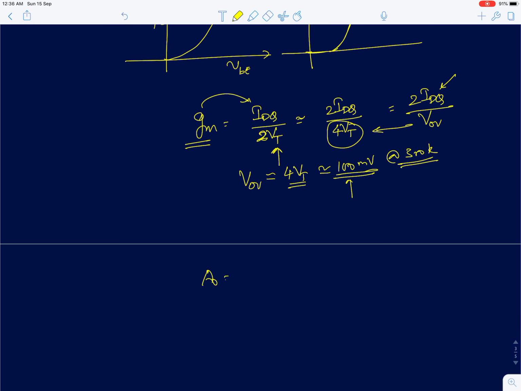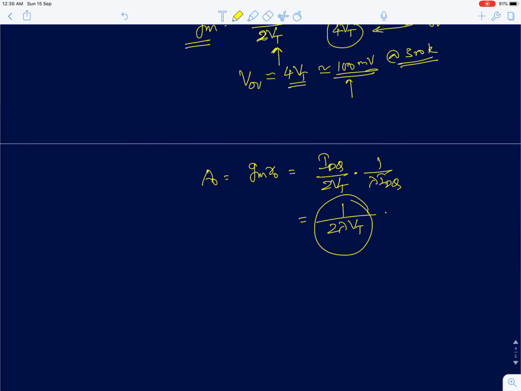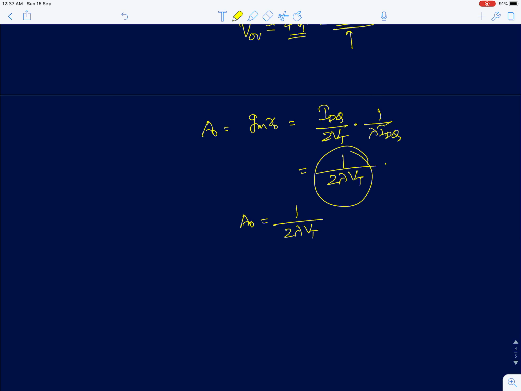Now, if I try to compute the intrinsic gain for a MOSFET, it will be GM into R0. That would be IDQ upon 2 VT into 1 by lambda IDQ. So this would come out to be 1 by 2 lambda into VT. Now if you look at this number, this is independent of the drain current. So the intrinsic gain is like a fundamental limit which depends upon the device parameters and the temperature. It is independent of the bias current, this is for a MOSFET, and for a BJT the intrinsic gain was VA upon VT. Now if you look at both the intrinsic gains, they are independent of the bias currents.